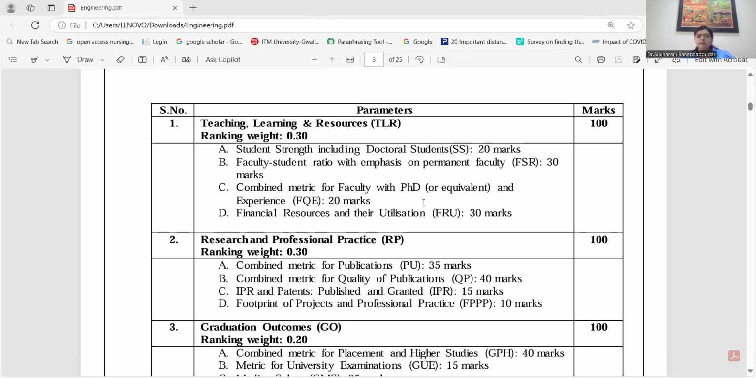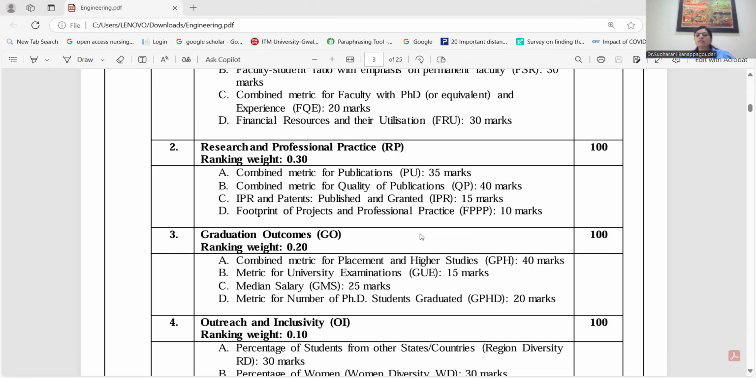The second parameter, research and professional practice, with a ranking weightage of 0.3, also has some sub-parameters. The combined metric for publications carries 35 marks, and the combined metric for quality of publications, QP, carries 40 marks. IPR, patents published and granted, carries 15 marks, and footprint of projects and professional practice carries 10 marks.